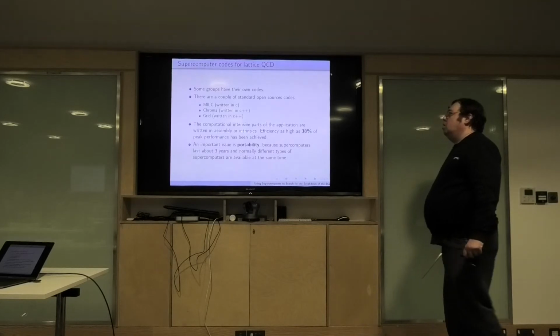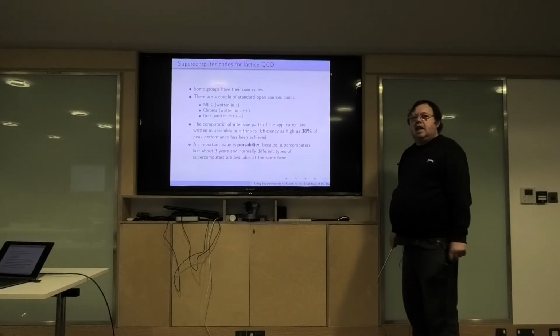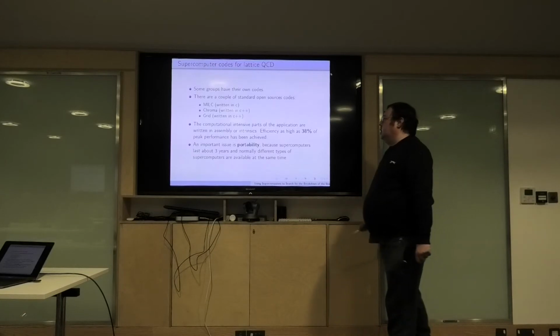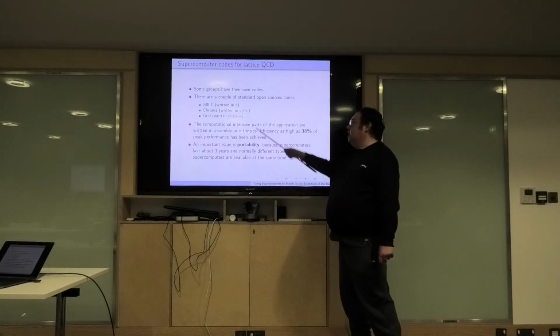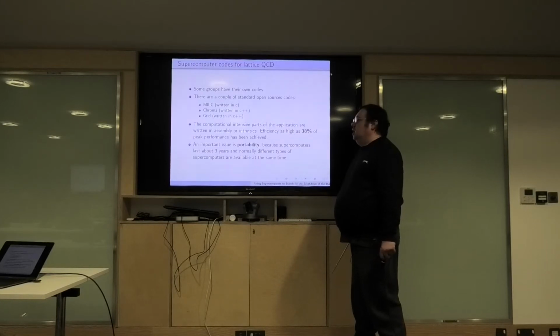Some groups have their own codes to do these things. So these are all the supercomputer codes, and one time I had to sign an NDA for one code, which was, okay, that's fine. There are some kind of open source codes. This is an old code written in C. Chrome is written in C++, Grid's written in C++.